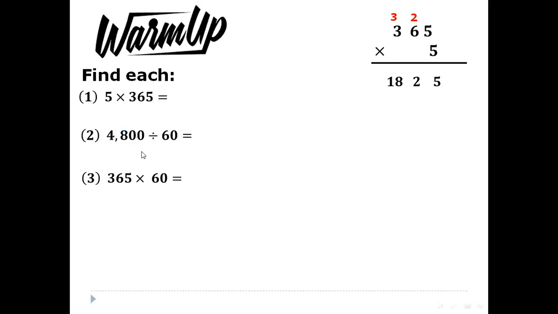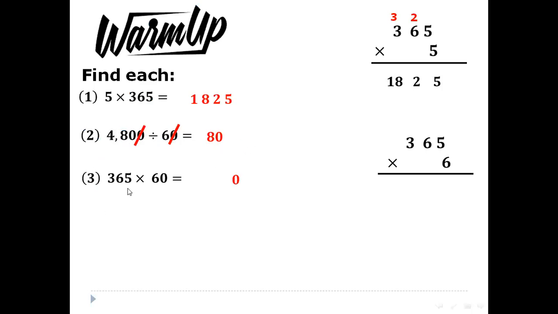Number 2. If you want to divide 4800 by 60, do you remember when we have zeros in division, we can cross the common zero. So we have one zero in common. There is one zero here, and we can cross it with one zero from the other number. So we get 48 divided by 6. 48 divided by 6 is 8, because 6 times 8 is 48. Then you put your 0 in the answer.